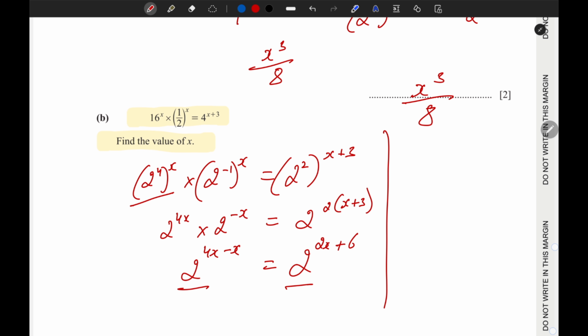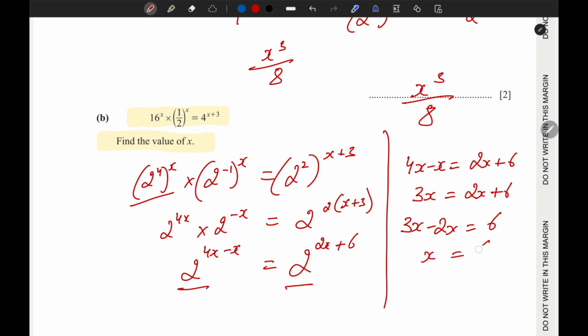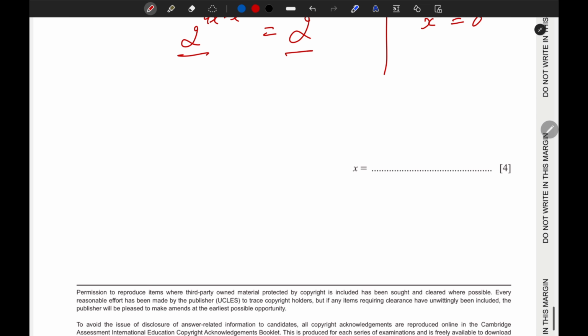So we write 4x minus x equals 2x plus 6. Now what is 4x minus x? That is 3x equals 2x plus 6. You take 2x to the left hand side, so this is 3x minus 2x equals 6. So this is x equals 6. Hence the value of x is 6.